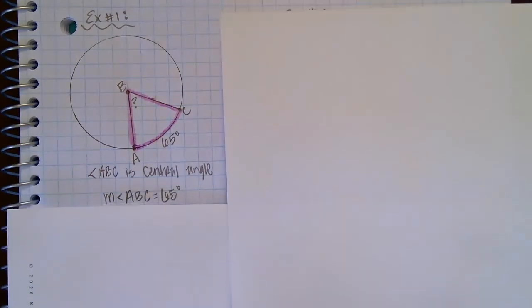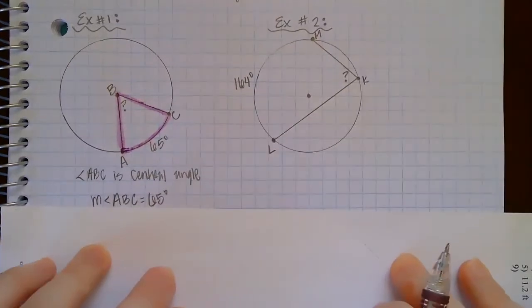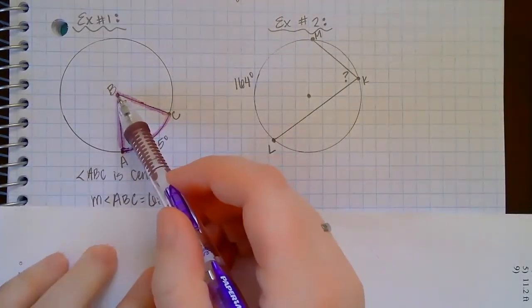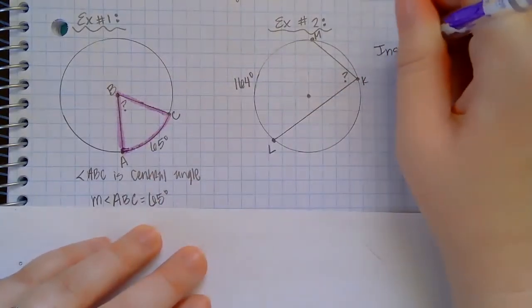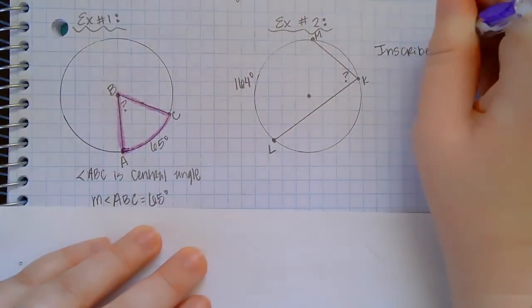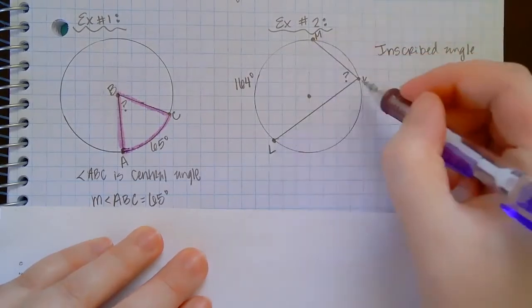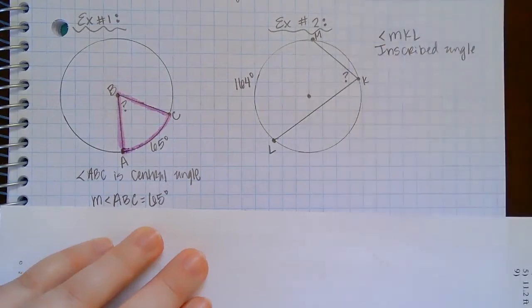Let's look at what happens with an inscribed angle. Okay. So notice this one. Do you see the difference? The K is on the side of the circle. Here, the B is in the center of the circle. So this is an inscribed angle. And I'll name it. So MKL. K has to be in the middle because that's what the angle is. So MKL is an inscribed angle.